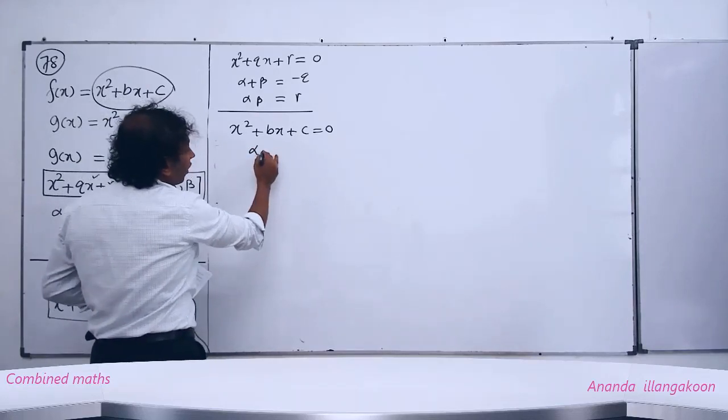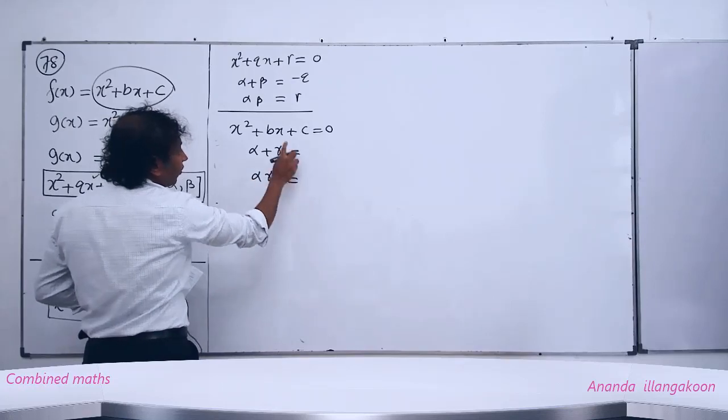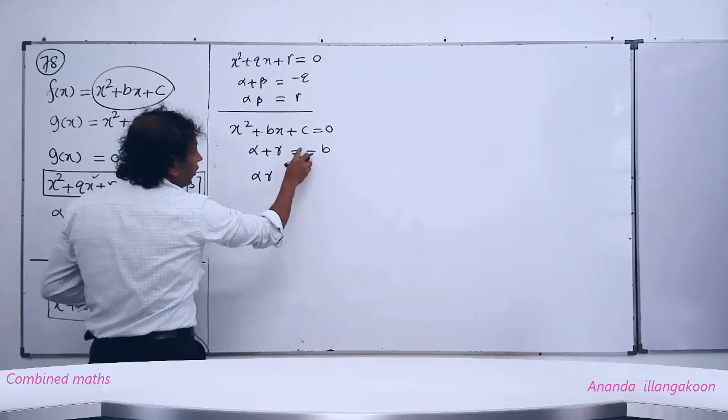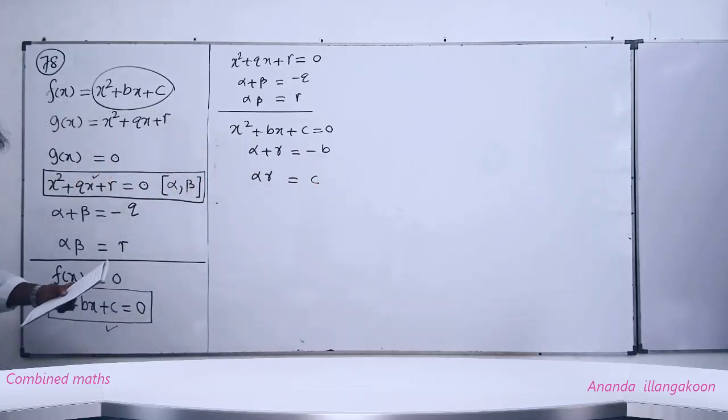Its roots are alpha, gamma. Then alpha plus gamma, we can write, is minus b divided by the x squared coefficient 1, and alpha gamma is c. Right. Now people are asking this, what?